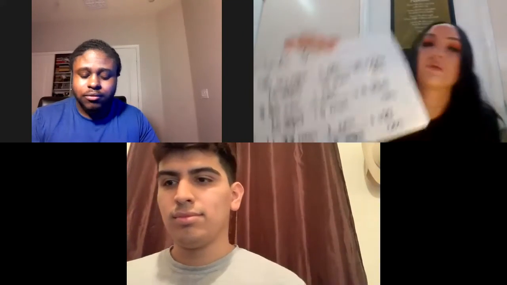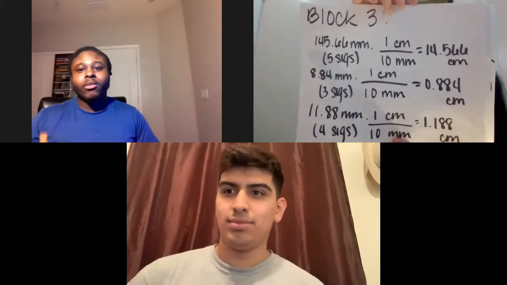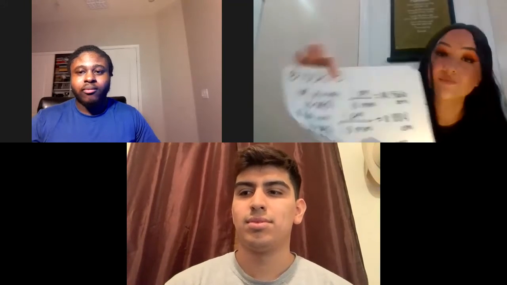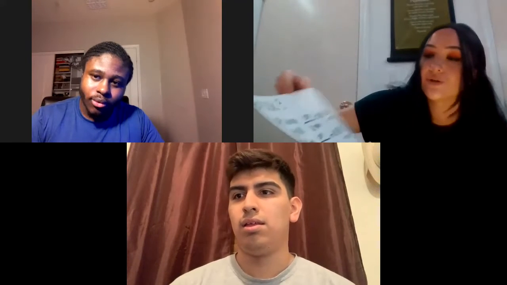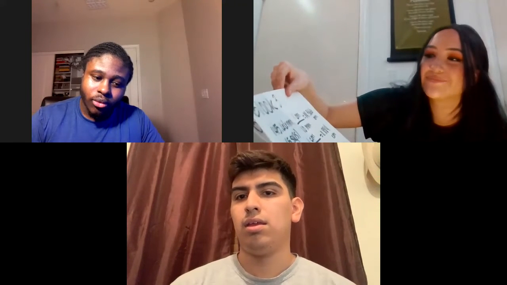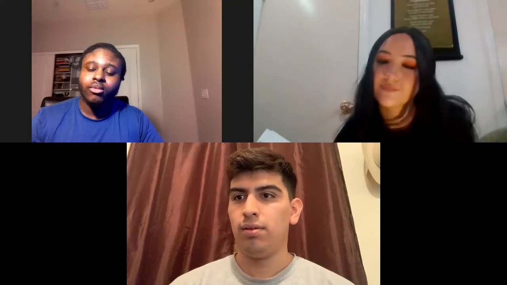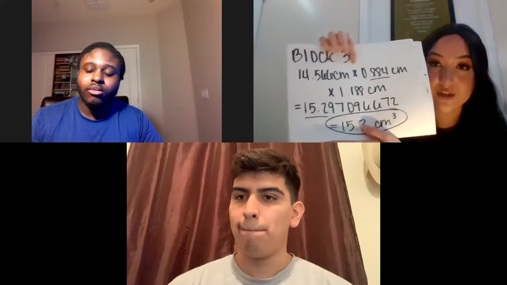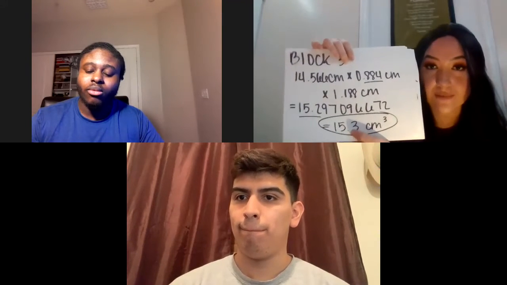Block 3, again, the conversions. Pay attention to your significant figures, the values. As well, it is really helpful to include your labels when you are doing the equations so you know exactly what cancels out and what you're converting to. Block 3, again, you're going to have 3 significant figures as your lowest because you are multiplying, and then you're going to get 13.3 centimeters cubed.